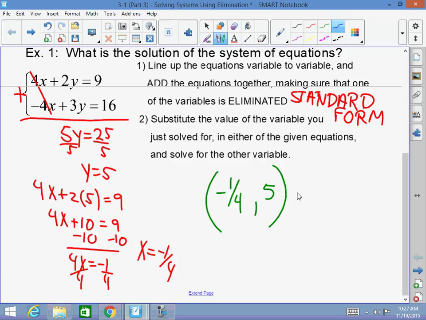4 times negative 1/4 is negative 1. Negative 1 plus 10 is 9. It works. Negative 4 times negative 1/4 is positive 1. Positive 1 plus 15 is 16. It works. If you plug that x and y back into the original equations, they both have to work. If they don't both work, guys, unfortunately you made an error.